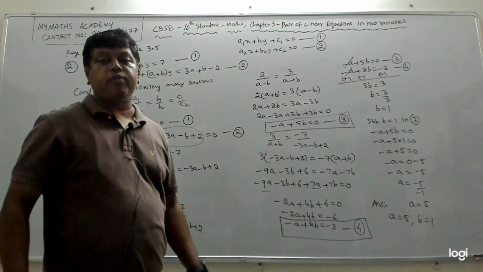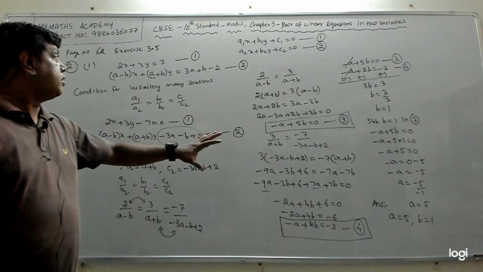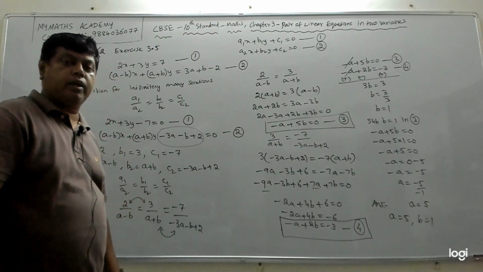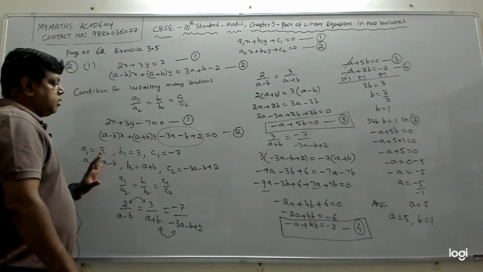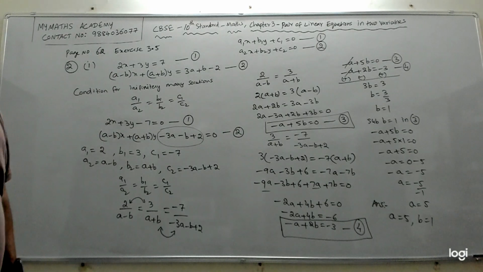So when your a equal to 5 and b equal to 1, this given system of equations will have infinitely many solutions. Clear? So that's why it's a very important problem. Right? Okay. Now let's move on to the second one.